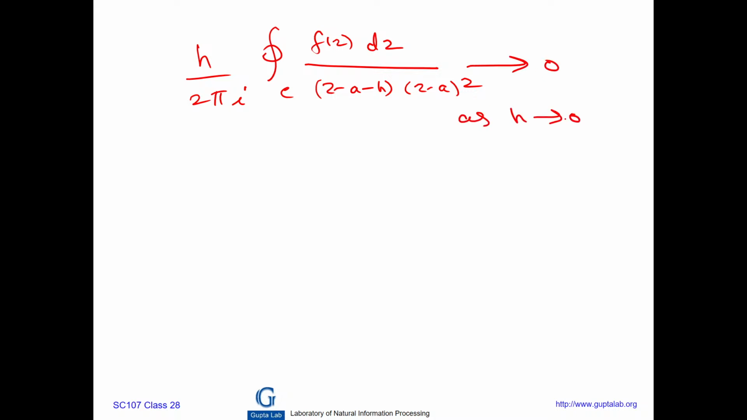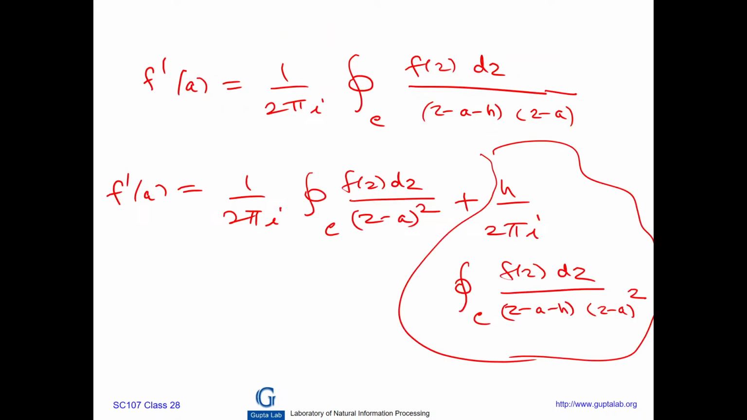Because if h tends towards 0, the left hand side derivative becomes f dash of a. On the right hand side we have whatever it is. The first term is independent of h. The second term is this, and this should go towards 0. Right? That is what we need to show.